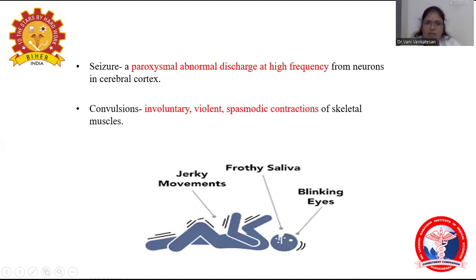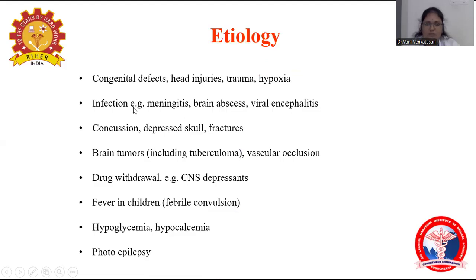A seizure is a paroxysmal abnormal discharge at higher frequency from neurons in the cerebral cortex, whereas convulsion is an involuntary jerky movement and spasmodic contraction of the skeletal muscles, with typical jerky movements of the limbs, frothy saliva, blinking eyes, along with tonic and clonic contractions.